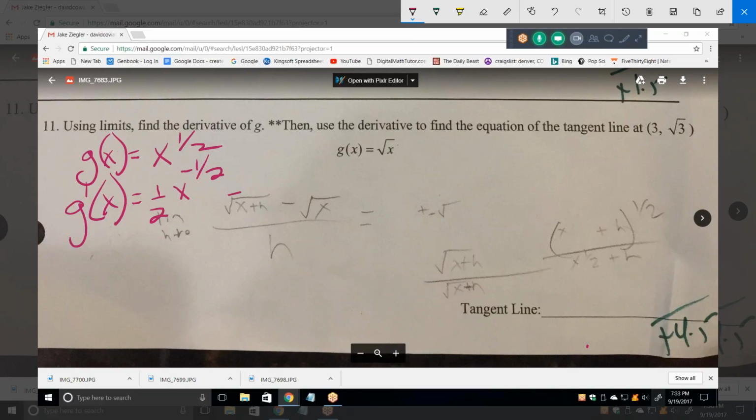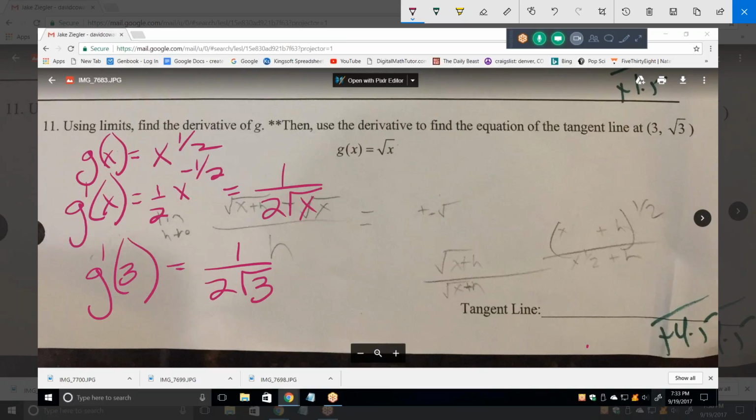This would be, let me put it in a little nicer format, 1 over 2 square root of x. So it would be 1 over 2 square root of 3. So g prime of 3 is equal to 1 over 2 root 3. And before we waste time rationalizing that, let's finish the problem. We may or may not have to rationalize it. If we have to, we'll do it at the end of the problem. It's always the way you want to do it.